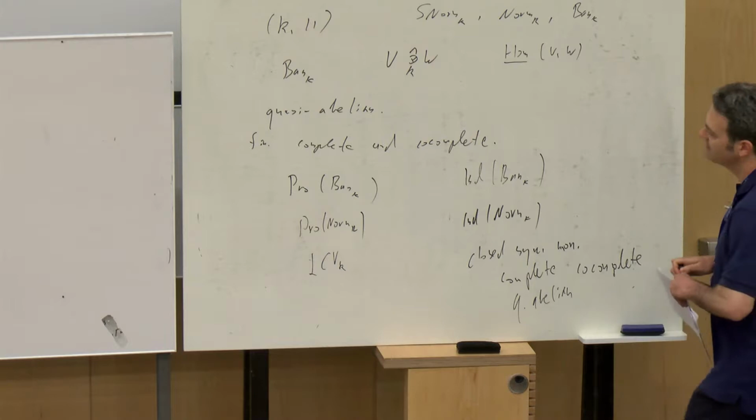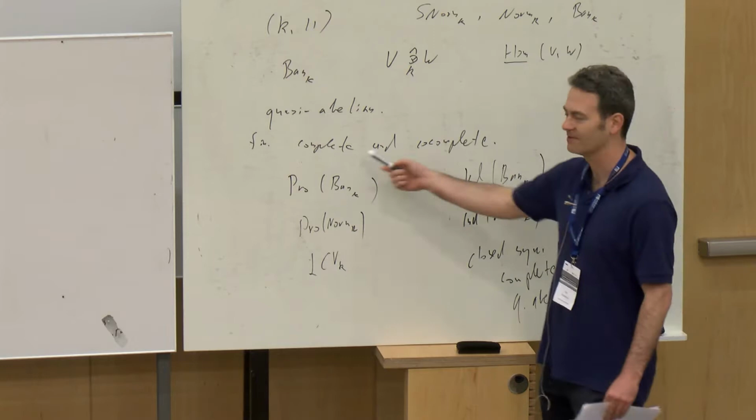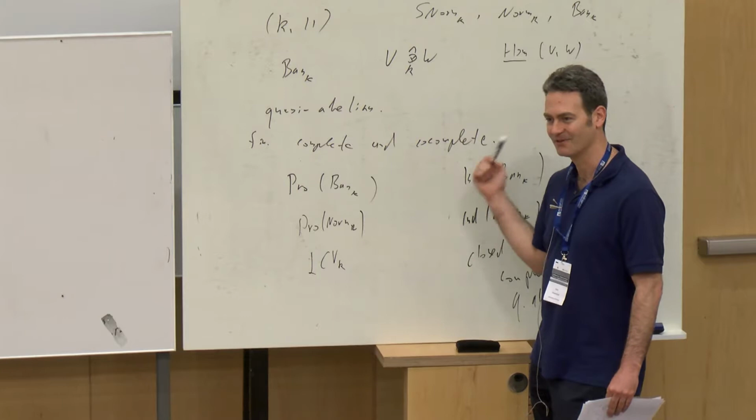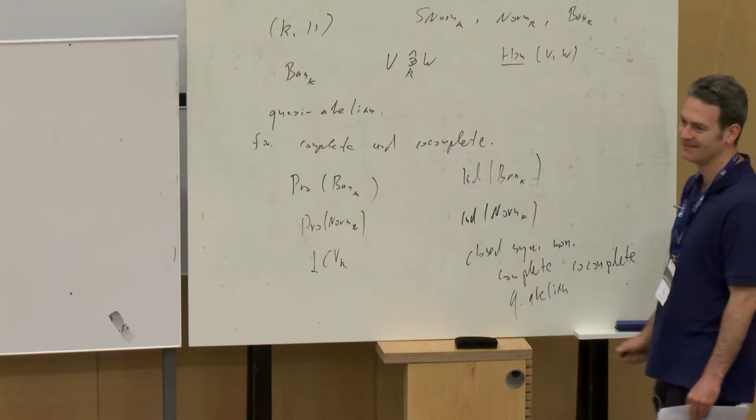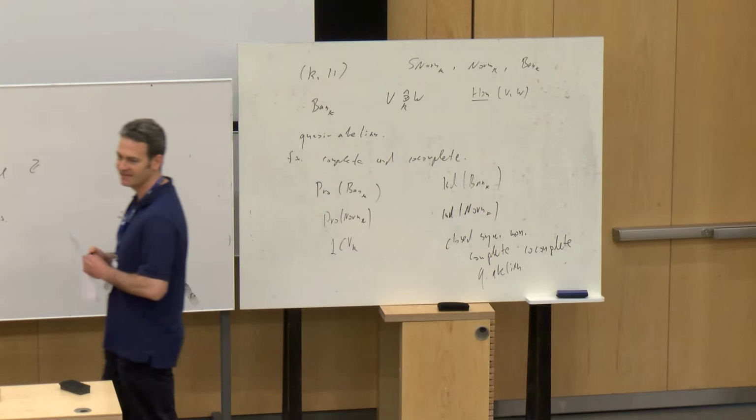Yes, because if you have a category which was finitely complete and co-complete, then by adding filtered co-limits, you actually also add all limits, or similarly by adding limits, you add all co-limits. Yes, so this has all limits and co-limits.